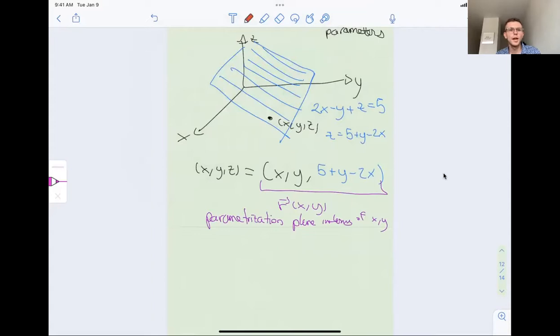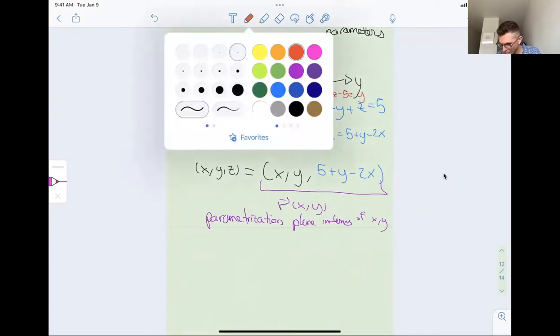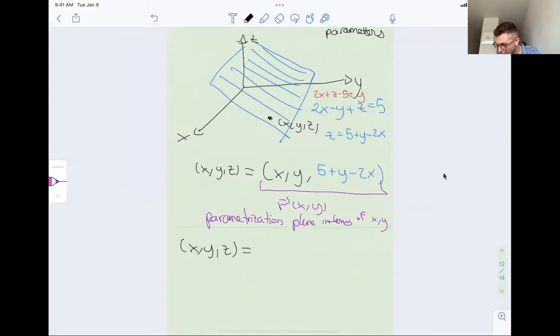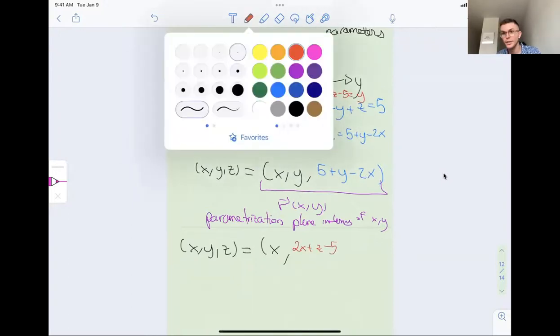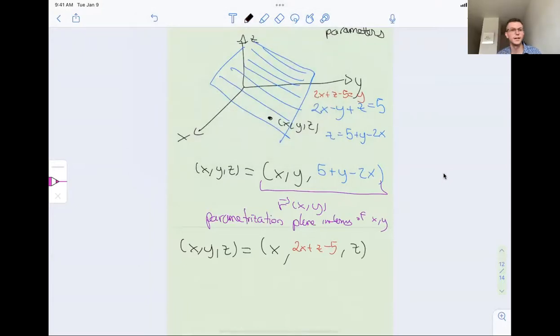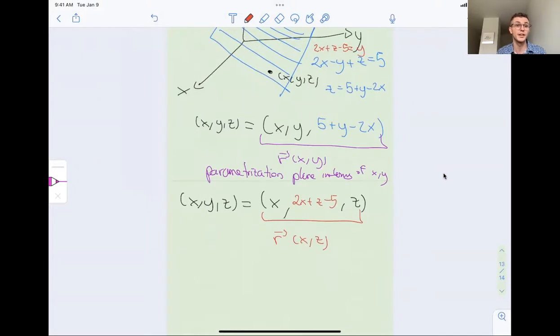But you could also say, well, I don't like this parameterization. I want the variable z to continue there. So you can also say that 2x plus z minus 5 equals y. So an alternative parameterization is to get rid of y. You get x, and then y becomes 2x plus z minus 5, and z is still z, right? This is a parameterization which we would call r of x comma z, because now x and z are the variables. So this is an alternative parameterization of the same plane.